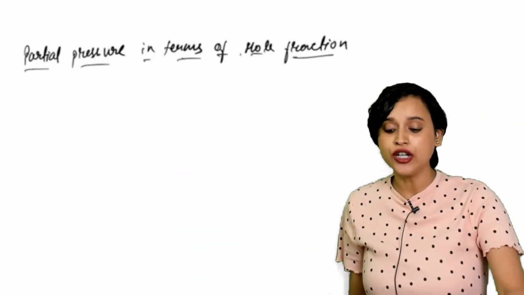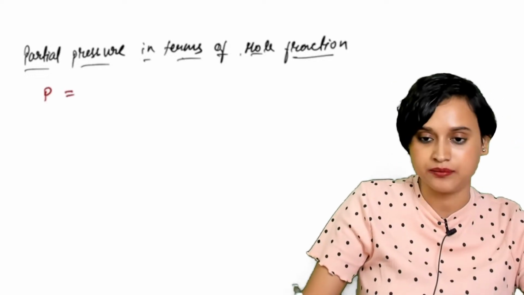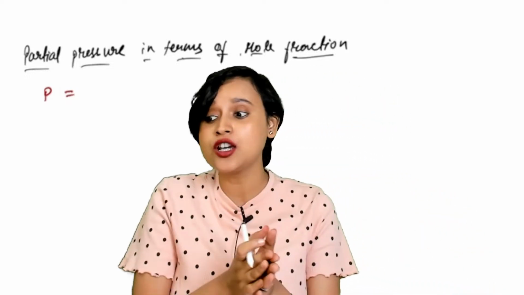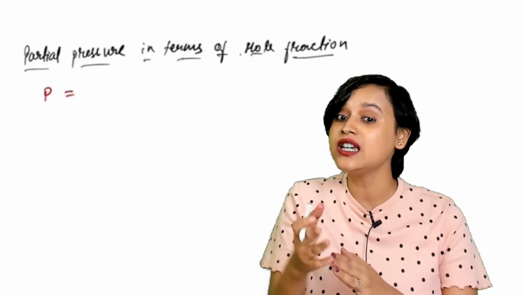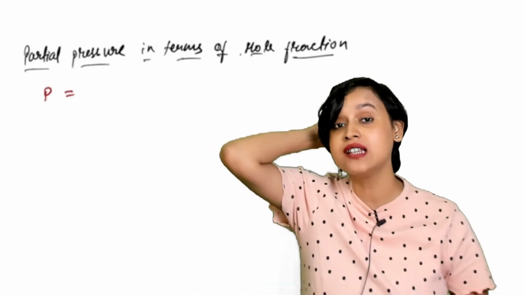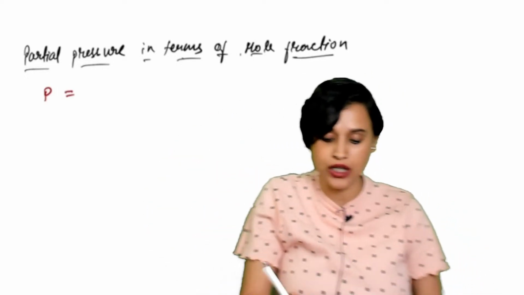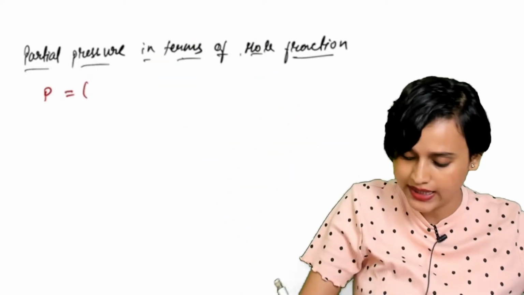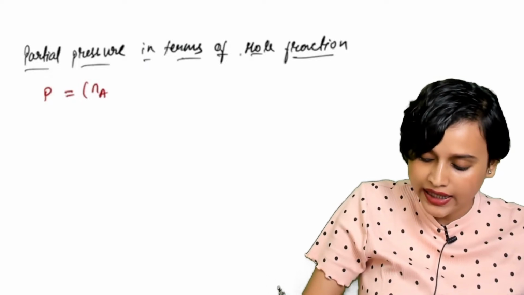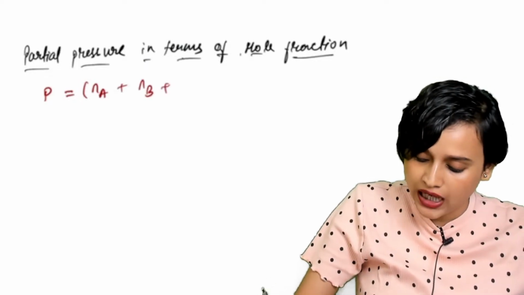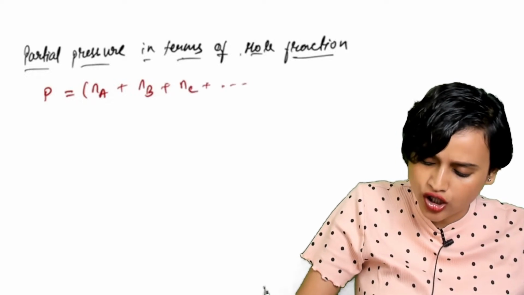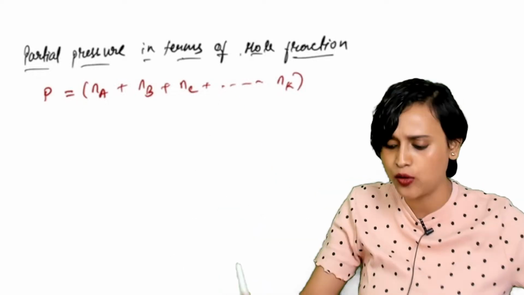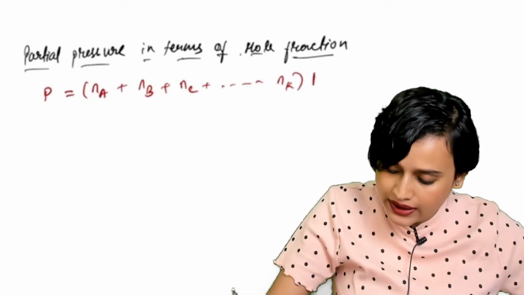All right. So we know that partial pressure, let's say that P is the total pressure. And we know that PV is equal to nRT, correct? That means P is equal to, let's say that we have A, B, C many gases. So Na plus Nb plus Nc plus dot dot dot, let's say that there are unlimited gases, so it goes till Nk, multiplied by RT divided by V.